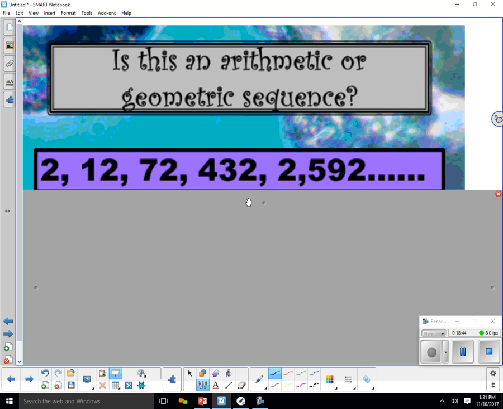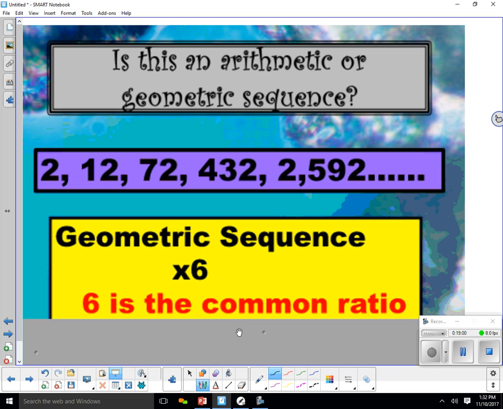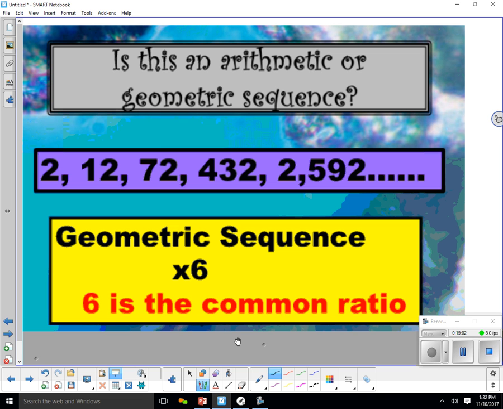Alright. 2, 12, 72, 432, 2,592. Chase. It's a geometric sequence. Common ratio. Common ratio is 6. You don't have to say the times, because when you told me common ratio, I should automatically know it's a multiply, and I'm going to do that by 6, okay?